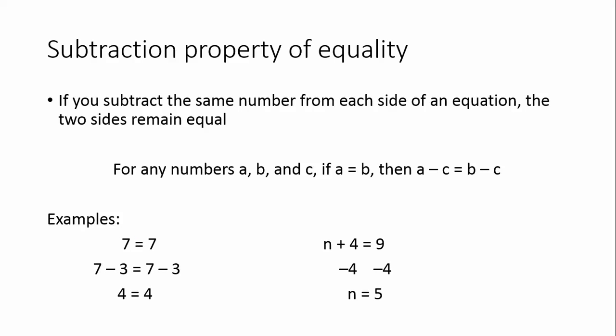Here in our example, we have 7 equals 7. Subtracting 3 from both sides, we get 4 equals 4, keeping things balanced. Over on the right, we have an equation, n plus 4 equals 9. Subtracting 4 from both sides, and we're left with n equals 5. And again, those 4's will cancel, left with an n, and 9 minus 4 is 5.